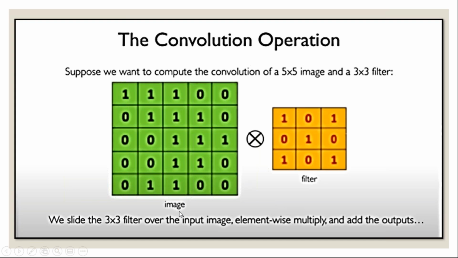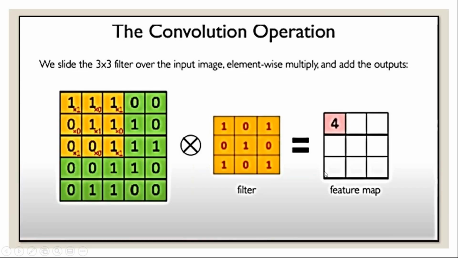It's an example of a 5x5 image, and your filter size is 3x3, right? Now you apply the filter to the original image. So 1 into 1, you get 1, right? 1 into 0, 0. 1 into 1, 1. 0 into 0, 0. 1 into 1. So finally you add everything. What do you get? 4. So that is your feature map.